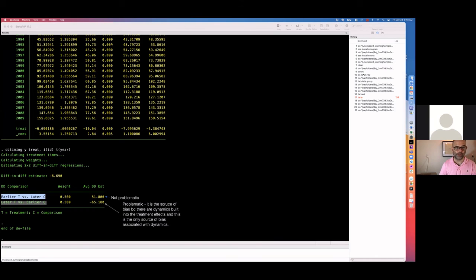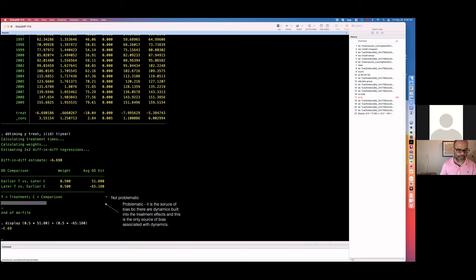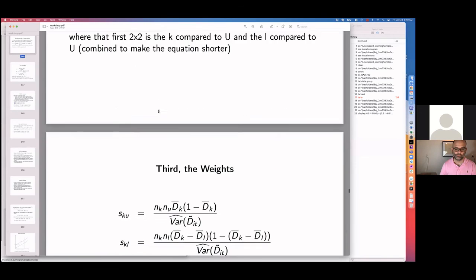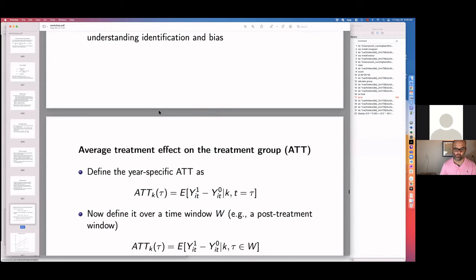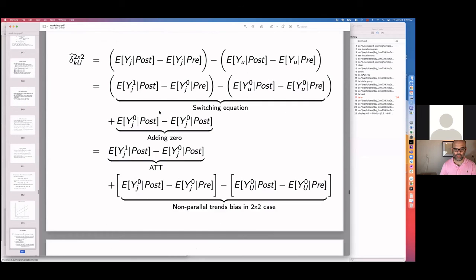Okay, so watch. This negative 6.69 is 0.5 times 51.8, plus 0.5 times negative 65.180. That negative 6.69 is just coming from a weighted average of each of these individual 2x2s. Okay, each of these individual 2x2s. We get to the end of this.